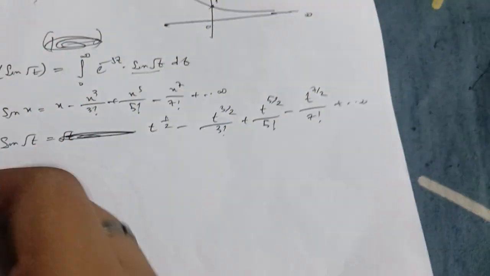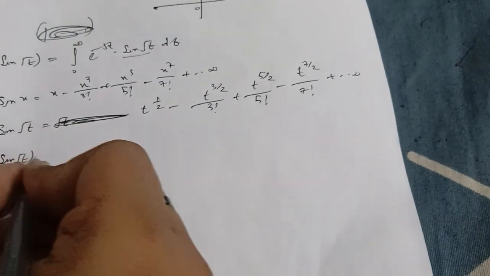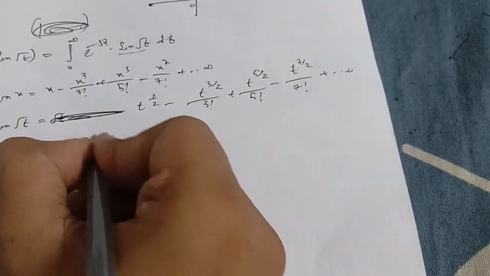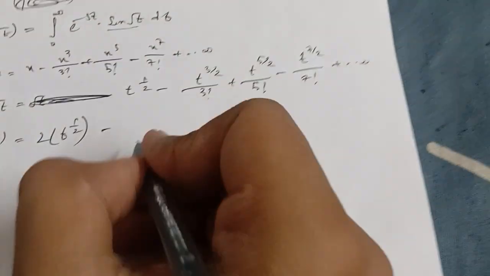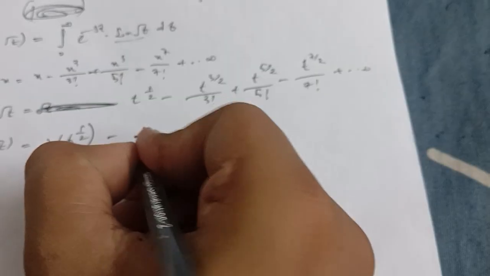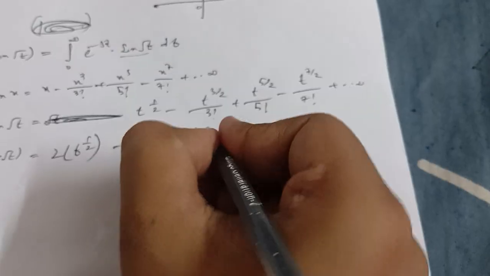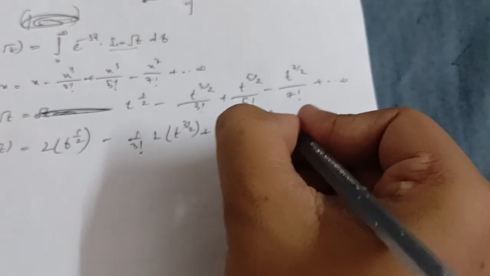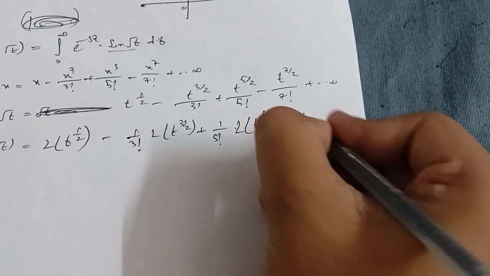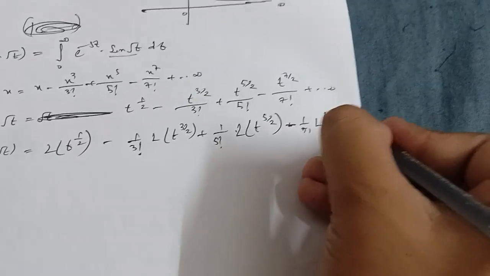So now put this here. We are taking the Laplace of this. Laplace of sin root t is equal to Laplace of t power half, minus 1 by 3 factorial, the constant comes out, Laplace of t power 3 by 2, plus 1 by 5 factorial Laplace of t power 5 by 2, minus 1 by 7 factorial Laplace of t power 7 by 2, till infinity.